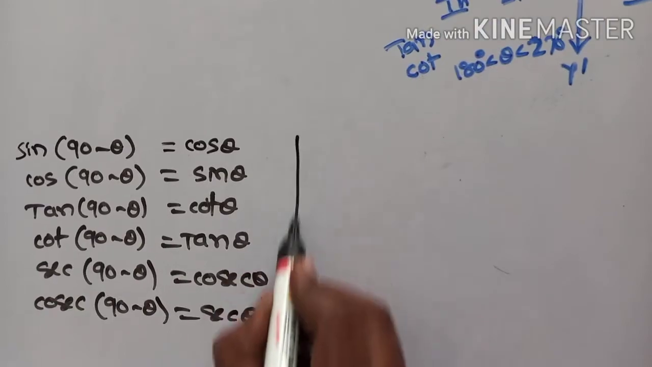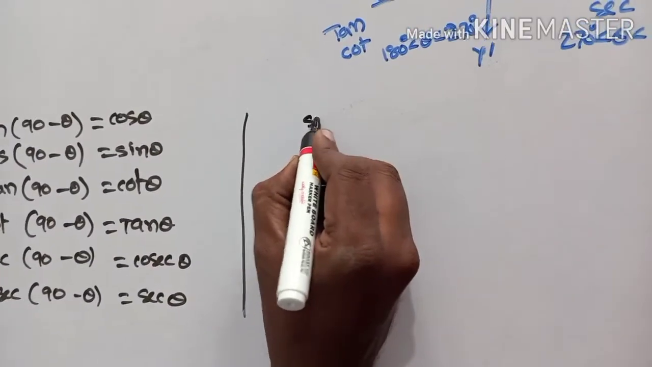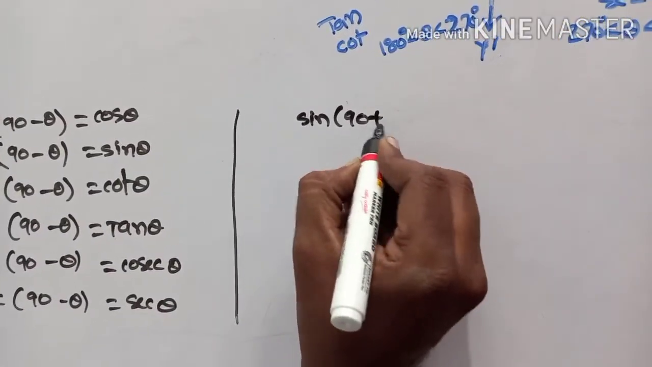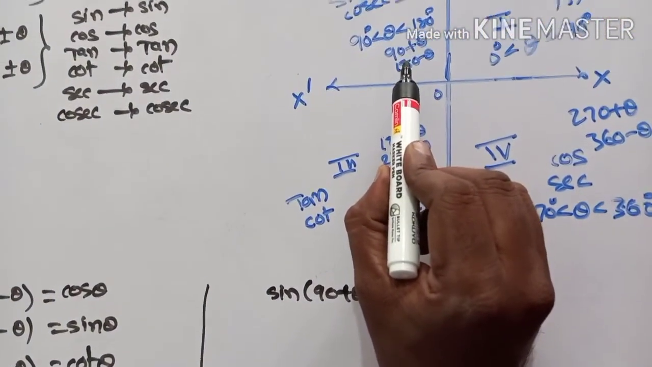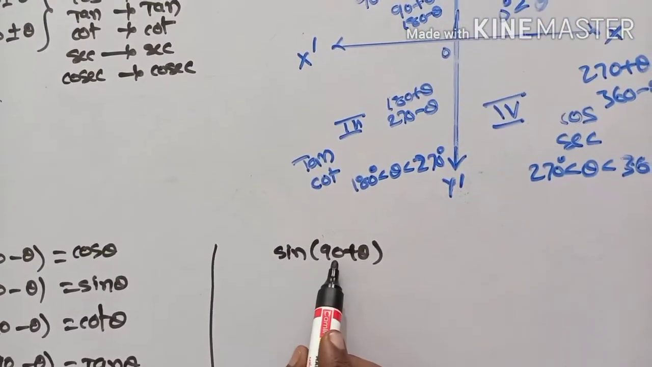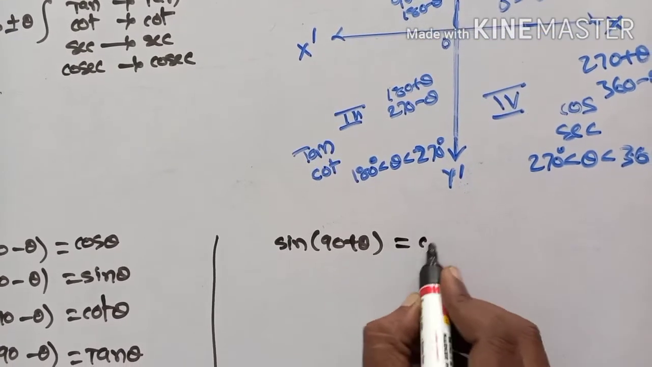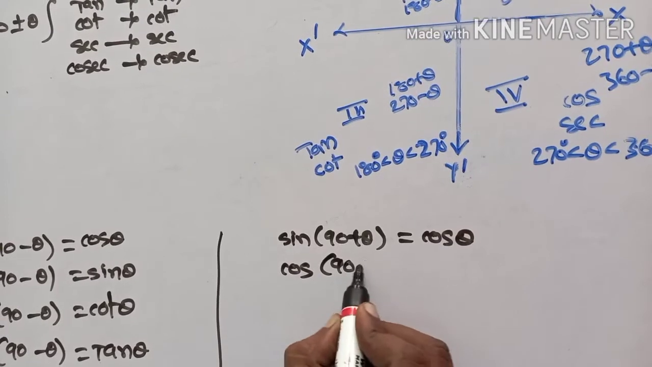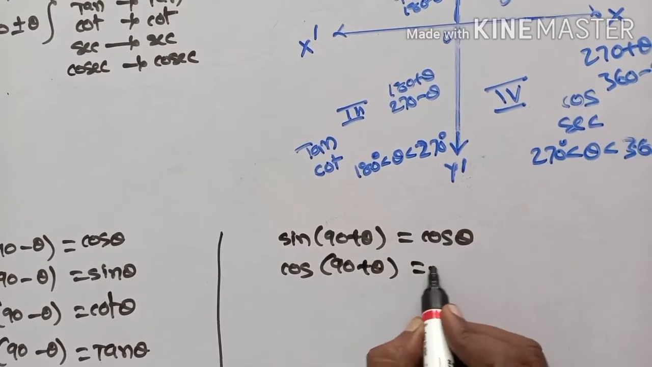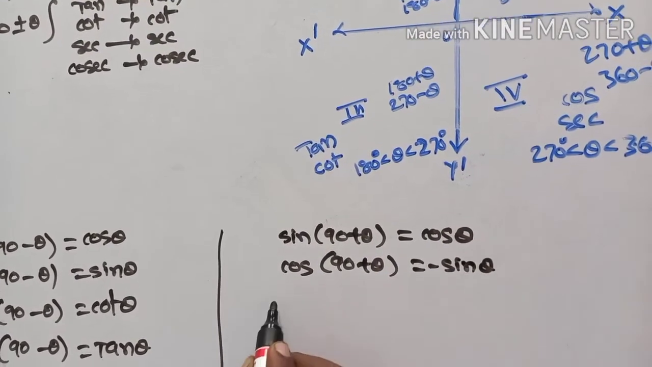Okay, next, sin of 90 plus theta. 90 plus theta lies in the second quadrant. Sine is positive, 90 is there, so sine changes to cos. Sine is positive, so cos theta. Cos of 90 plus theta is minus sin theta.